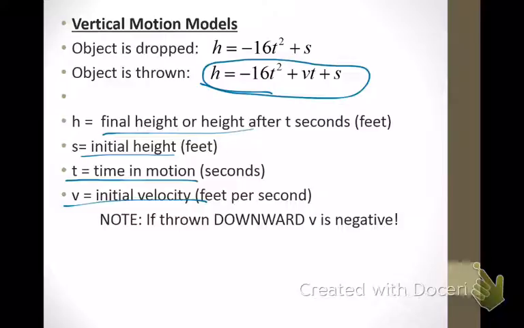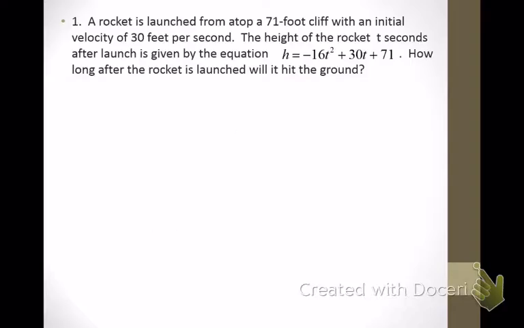Now, one thing to pay attention to is if you throw something downward, then V is going to be negative, because it's going down instead of up. We think about these vertical motion models as launching something up into the air. So if you're not launching but you're throwing something down, then the velocity needs to be negative. Okay, let's take a look at how to use these.